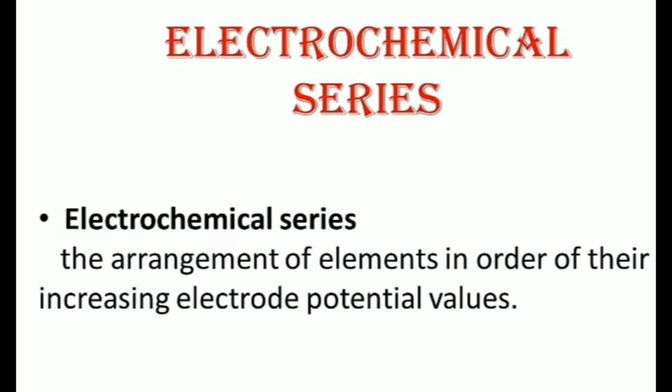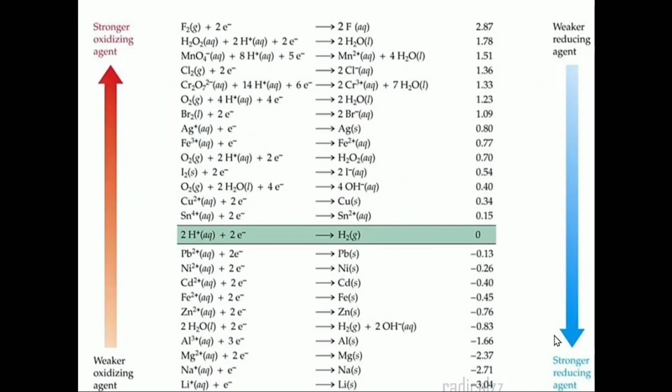Next, our topic is the electrochemical series. By using the standard hydrogen electrode, the half cell potentials of species are measured and arranged in increasing order of their values. This series is known as the electrochemical series. From the series, you can see hydrogen is in the middle. The species coming below hydrogen have a tendency to get oxidized. The species coming above hydrogen have a tendency to get reduced.